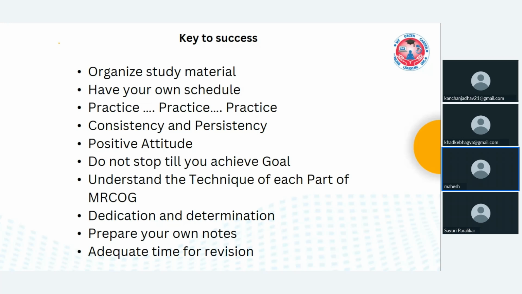You need to practice these questions, these concepts, and you need to be consistent and persistent with your efforts. Okay, always have a positive attitude. Do not stop till you achieve your goal.